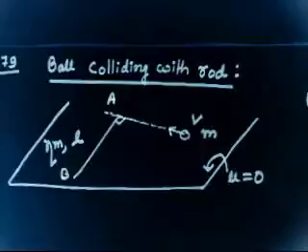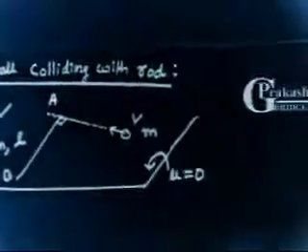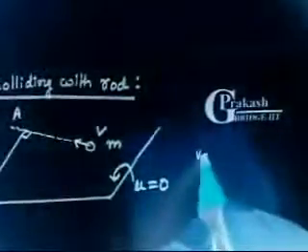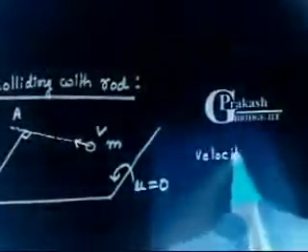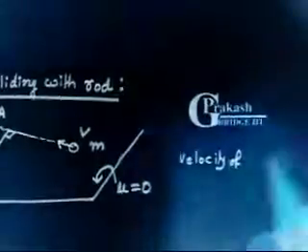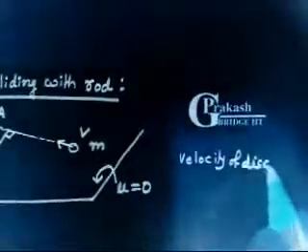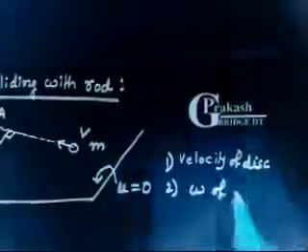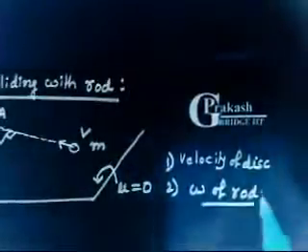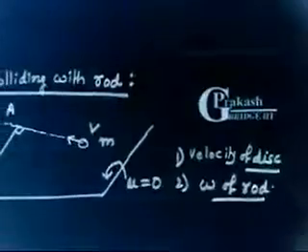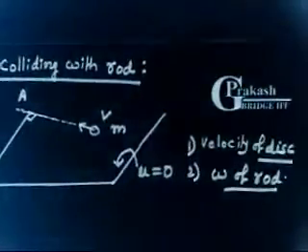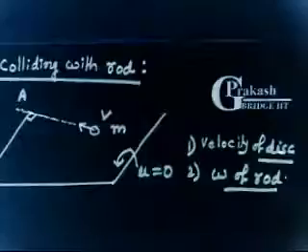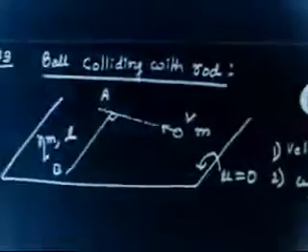Find the velocity of disc and the angular velocity of rod after the collision. So two things we have to find. First, the velocity of disc, and second, omega of rod, the angular velocity of rod. What is the angular velocity of rod and what is the velocity of disc after the collision? So let us discuss. I think all of you have copied this one.